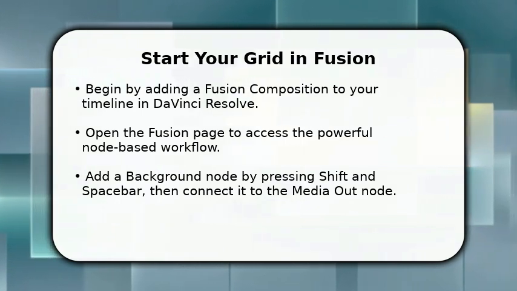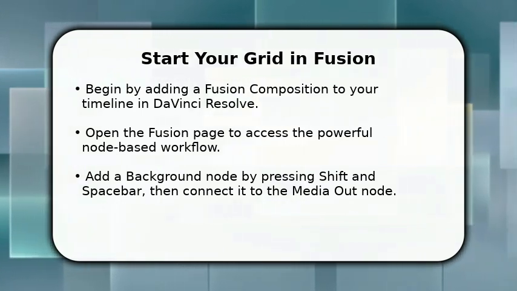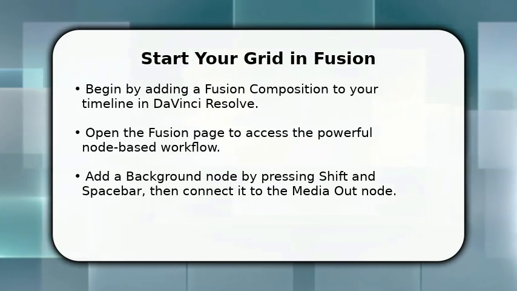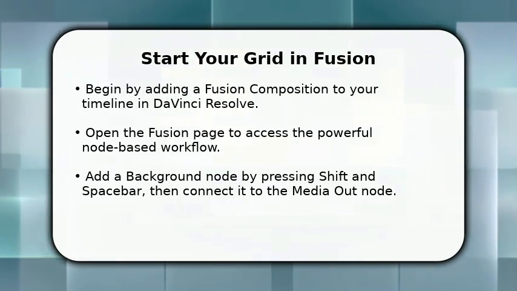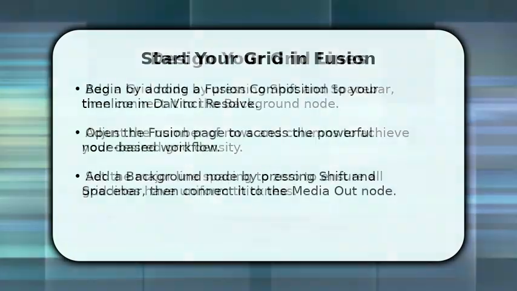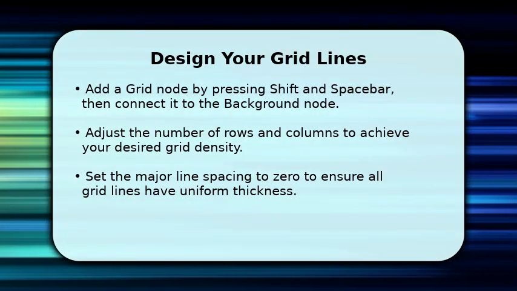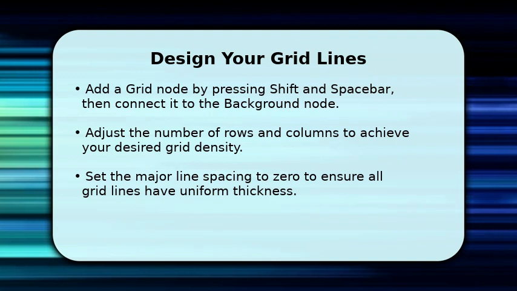This creates a transparent canvas, allowing your grid to seamlessly integrate with other video elements, providing a clean foundation for your motion graphic. Now, let's craft the grid lines themselves. Add a grid node, connecting it directly to your transparent background node. In the Inspector panel, you can precisely control the number of rows and columns to define your grid's density.